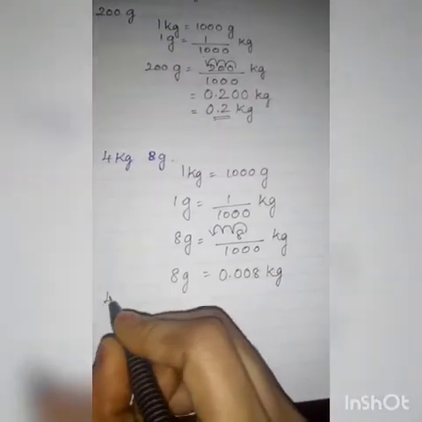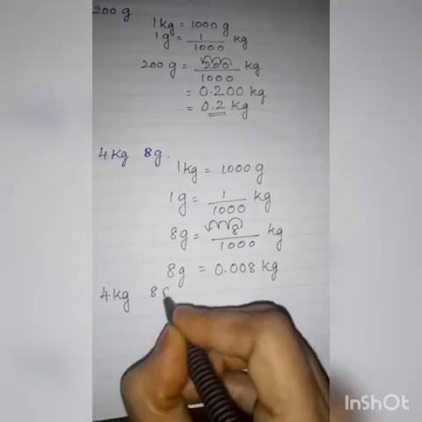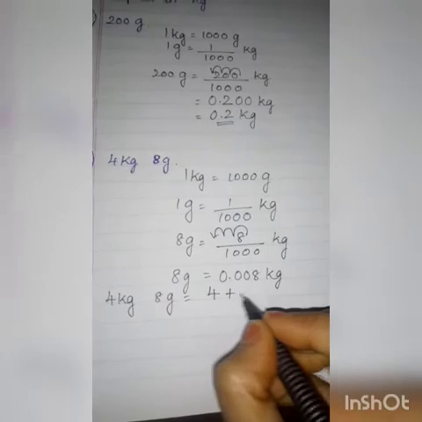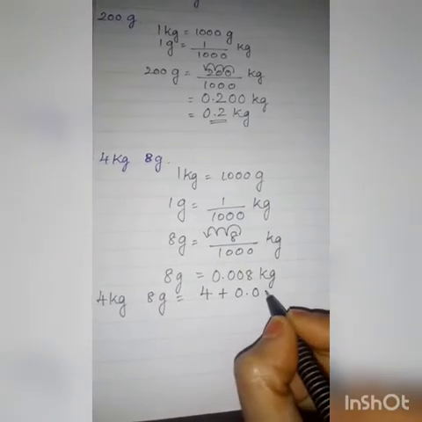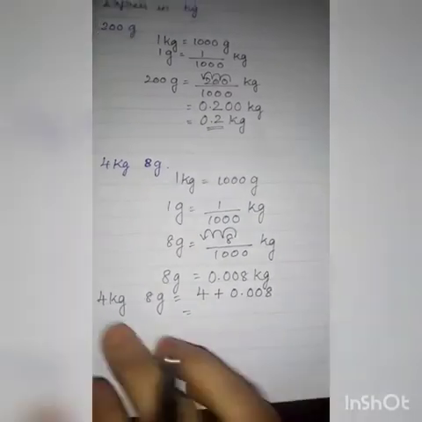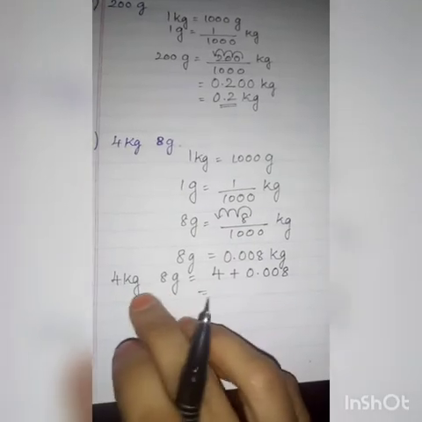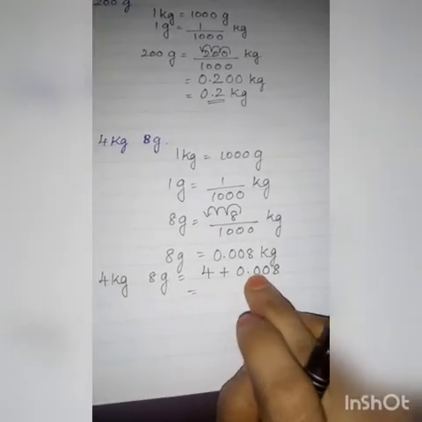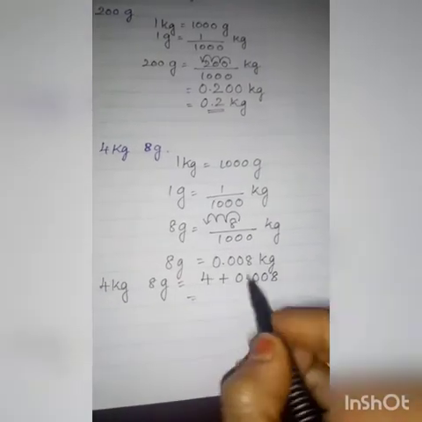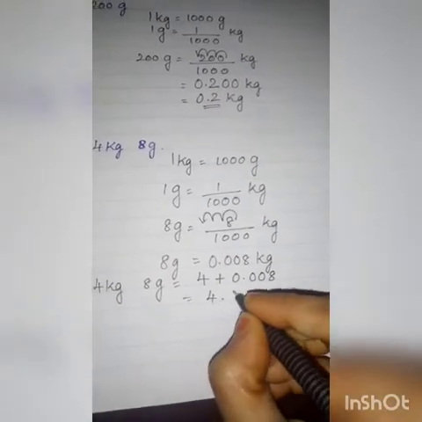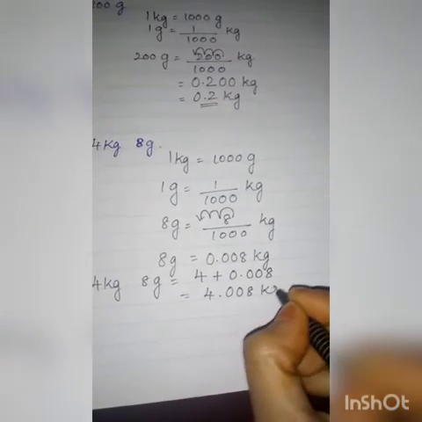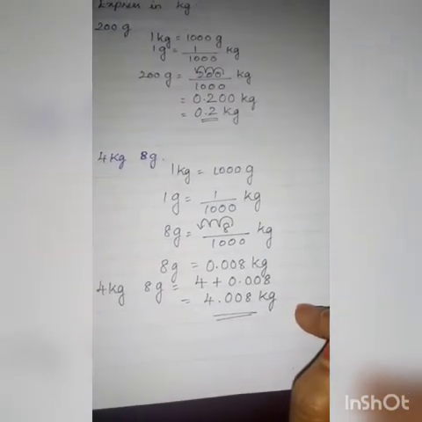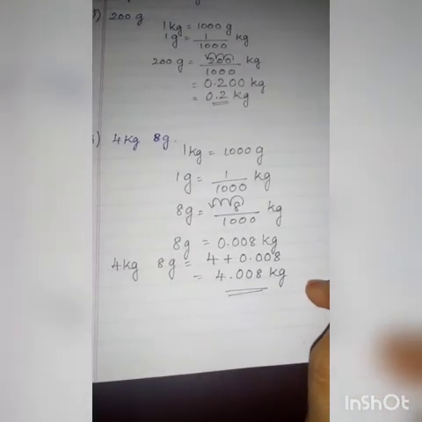Now shall I combine 4 kg and 8 grams? So 4 kg and 8 gram, how will we do it? Add it. 4 plus 0.008. 4 plus 0.008 is 4.008 kilogram. So I have expressed this answer in terms of kilograms. Understood how I have written it?